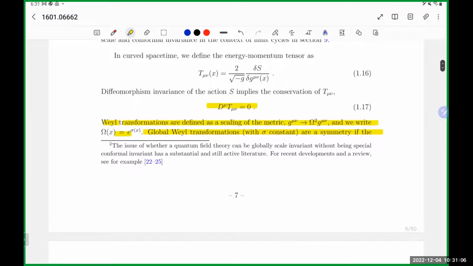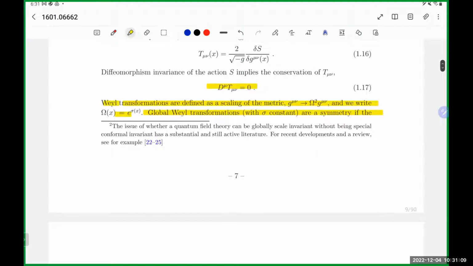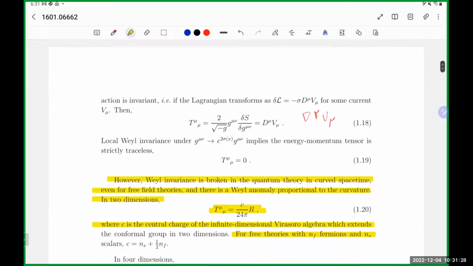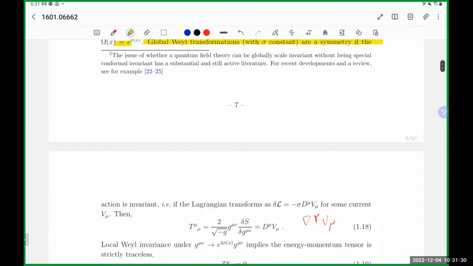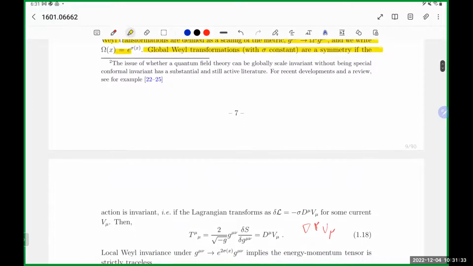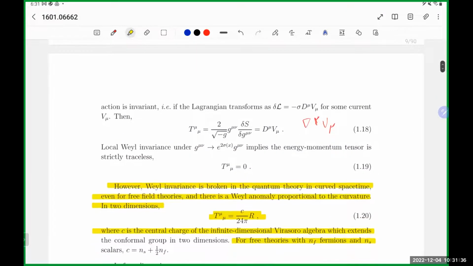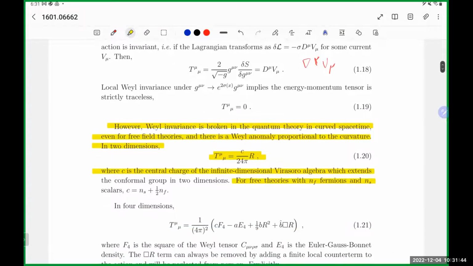Similarly, if we have Weyl transformations, then we have this omega squared g mu nu. And again, omega of x is e to the sigma of x. Global Weyl transformations. Global, again, as I mentioned before, means that the scaling factor is constant, does not depend on x. And then you get that the action is invariant if the Lagrangian transforms such that T mu nu is basically the covariant derivative of this current V mu.